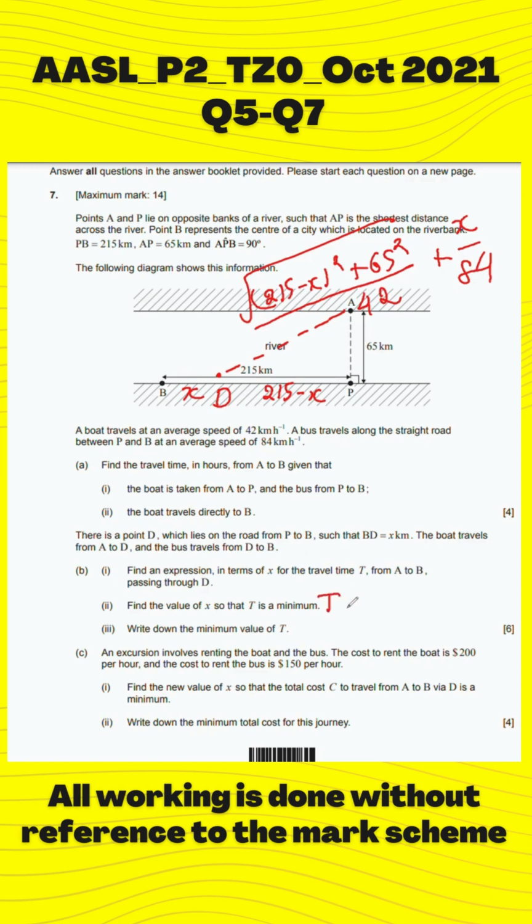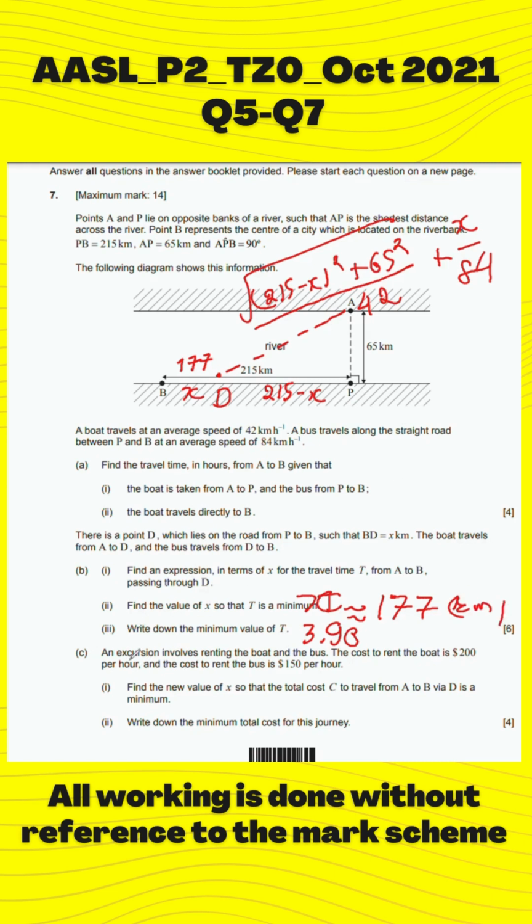So I have t will nearly be 177. Sorry, the x. So x is 177. Write down the minimum of t. So the y coordinate of that will be 3.90, correct to three significant figures.